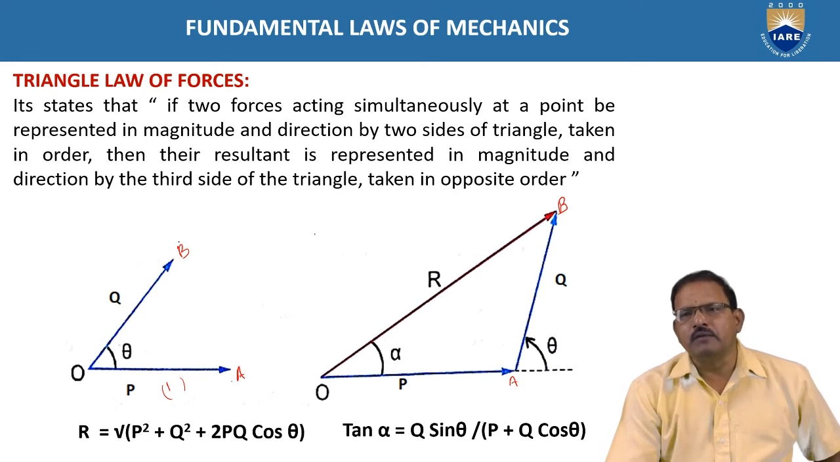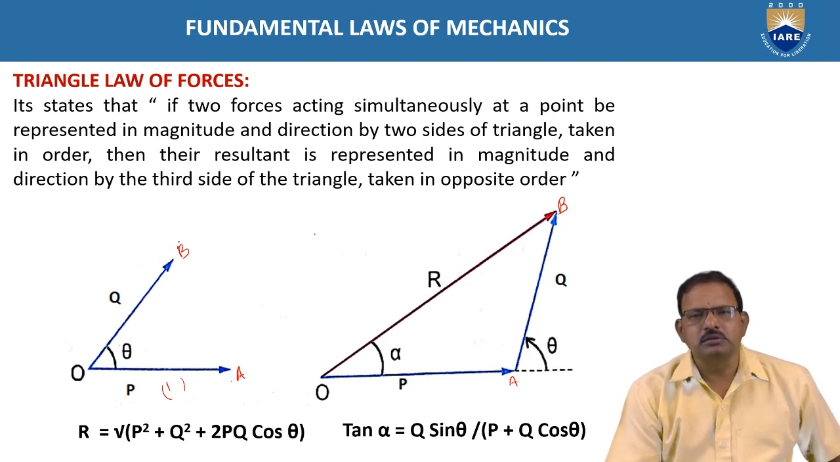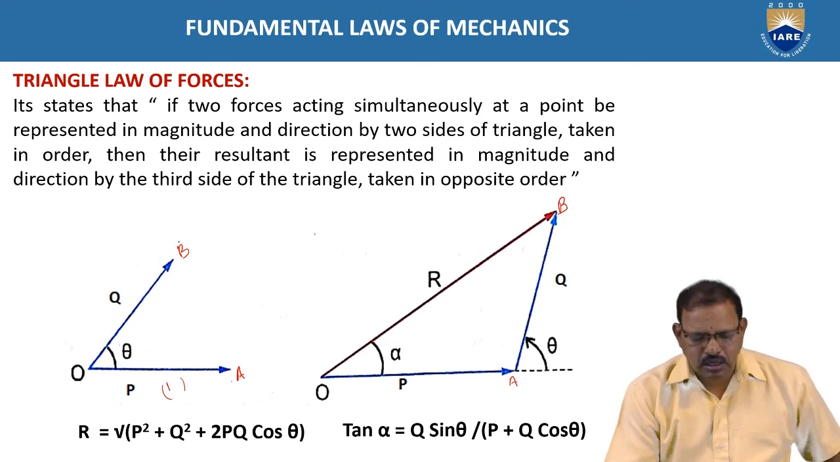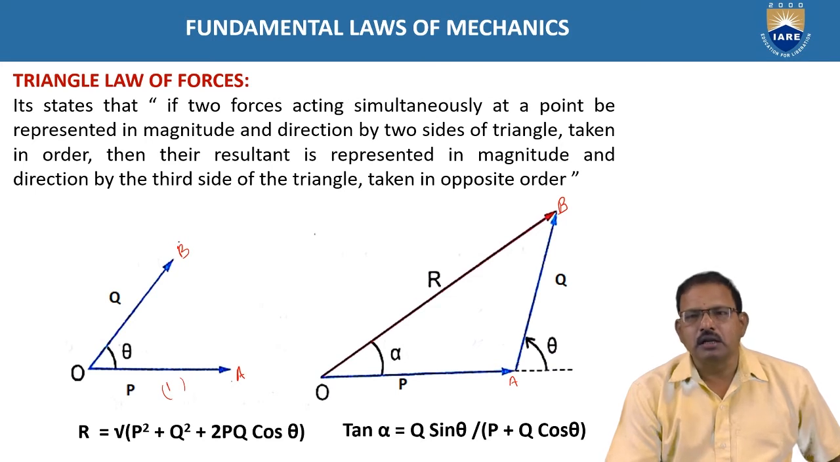Now the magnitude of the resultant of these two forces, by using trigonometric relations, we got R is equal to under root of P square plus Q square plus 2PQ cos theta, and the direction is represented as tan alpha is equal to Q sin theta divided by P plus Q cos theta.